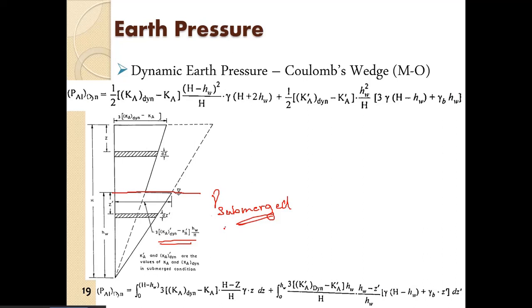And using that, all right, so we have two components. One is for the static case, one is for the pseudo static case, all right. So here this is for the top portion and this is for the bottom portion, all right. So that is how we take into account the soil water table at the back of the retaining wall.